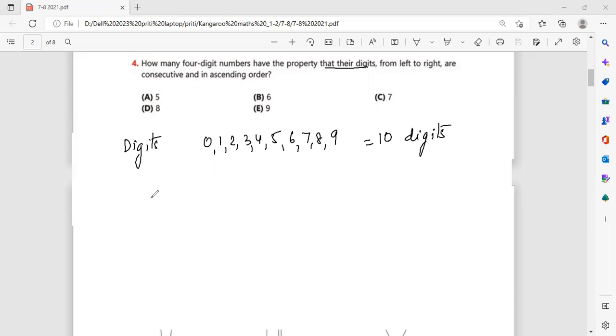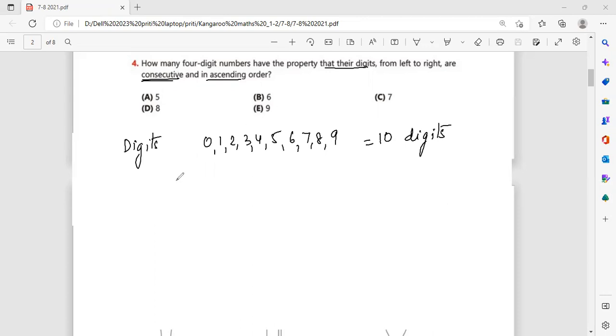Now, they're talking about how many 4-digit numbers have the property that their digits from left to right are consecutive. Very important. Consecutive means immediately one after the other, like 1, 2, 3, 4. They are consecutive numbers and in ascending order. So let's start. We can't start with a 0 because then it will not be a 4-digit number. It will be a 3-digit number.